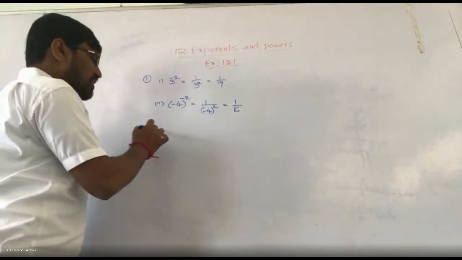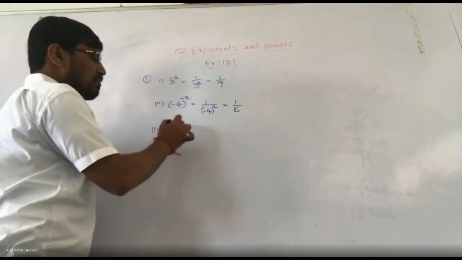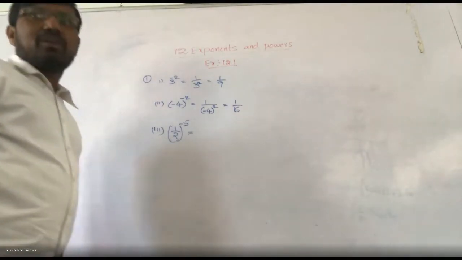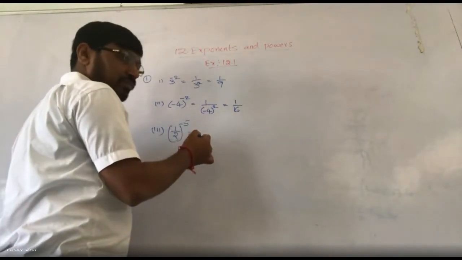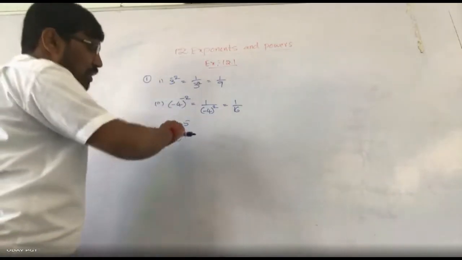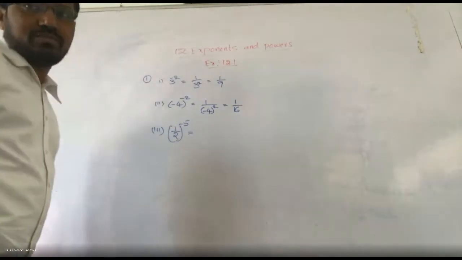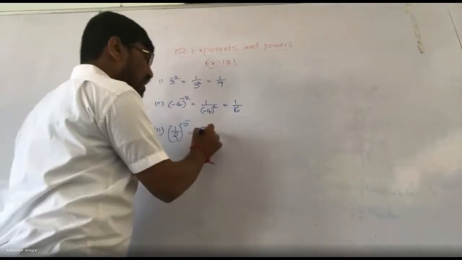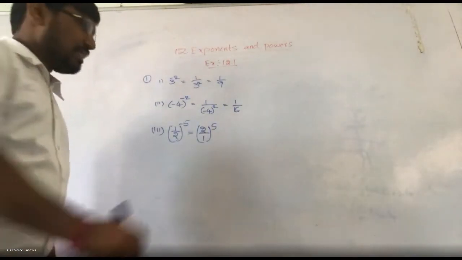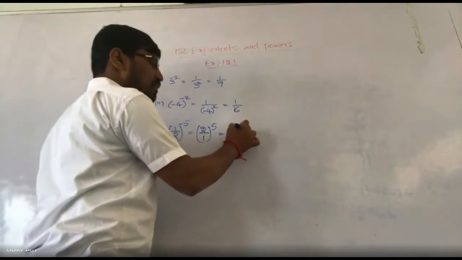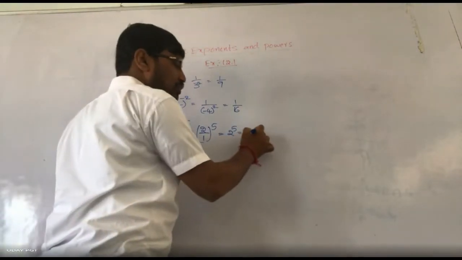Suppose the third question is given to you: 1 by 2 whole to the power of minus 5. So what is the meaning of this one? If you take the reciprocal, completely upside down, then the power will become positive. 2 by 1 whole power 5, that is nothing but 2 power 5. 2 power 5 value is 32.